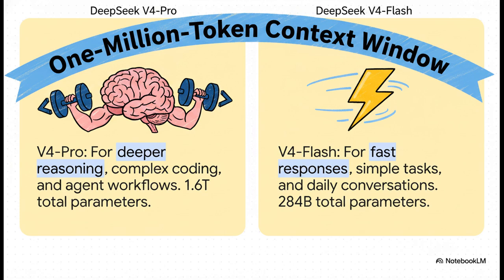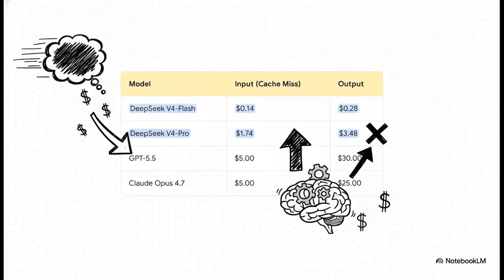But here's the kicker, and this is wild. Both of them support that massive 1 million token context window. To put that in perspective, that's like feeding it a few large novels and having it remember everything all at once.